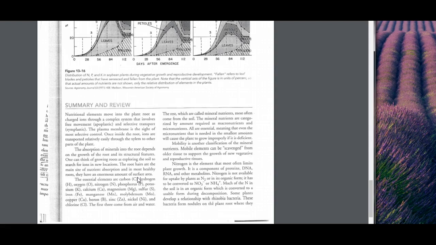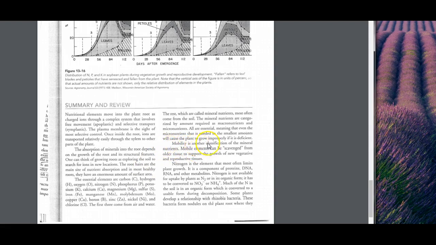Okay, and nitrogen, phosphorus, and potassium are macronutrients, but our essential elements also contain carbon, hydrogen, oxygen, and nitrogen, and the first three come from air and water. The rest are all nutrients from the soil. You go on with potassium, calcium, magnesium, sulfur, iron, manganese, molybdenum, copper, boron, zinc, nickel, and chlorine. Okay, so the ones down here that we haven't covered yet are going to be required in very small amounts.